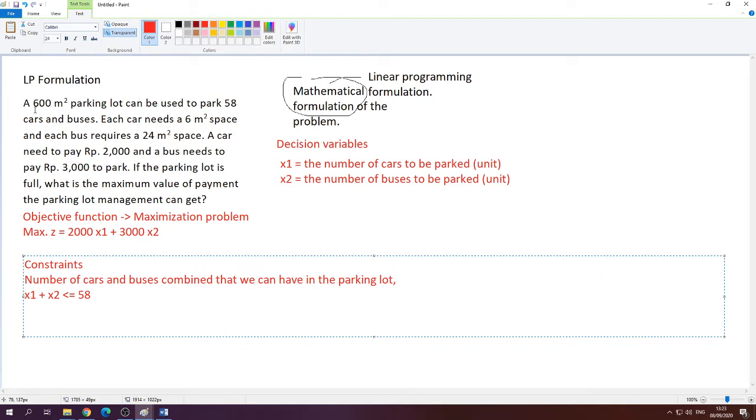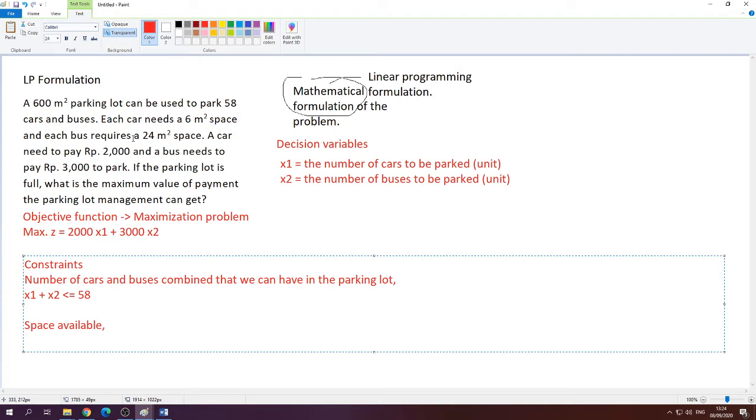And the second constraint will be the space. The total amount of space that we have is 600 square meters. A car consumes 6 square meters and a bus consumes 24 square meters. So our number 2 constraint will be the space available.